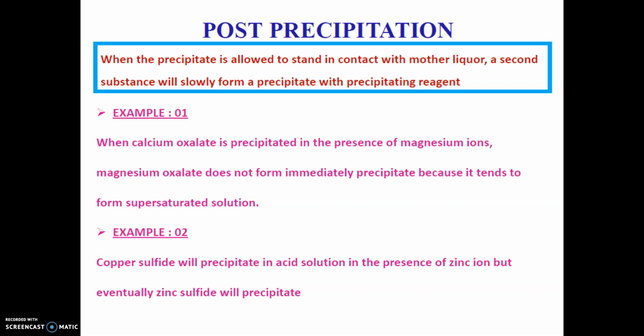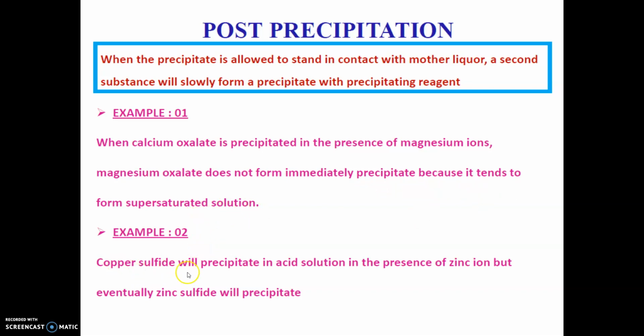But if you allow your analyte to stay in the solution for some time, another substance in there, which we call an interference, will slowly precipitate with your precipitating reagent. So we have two examples here. Where calcium oxalate is precipitated in the presence of magnesium ion, magnesium oxalate does not form an immediate precipitate because it tends to form a supersaturated solution.